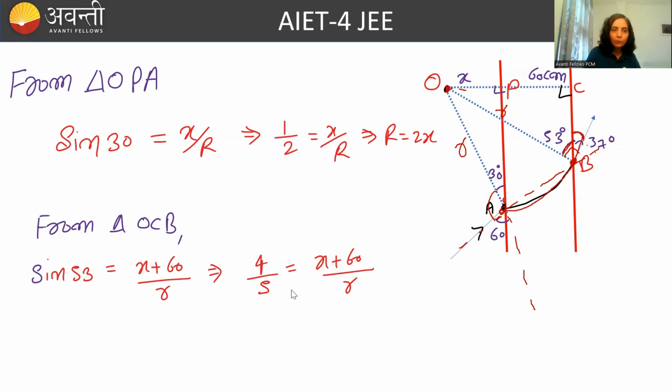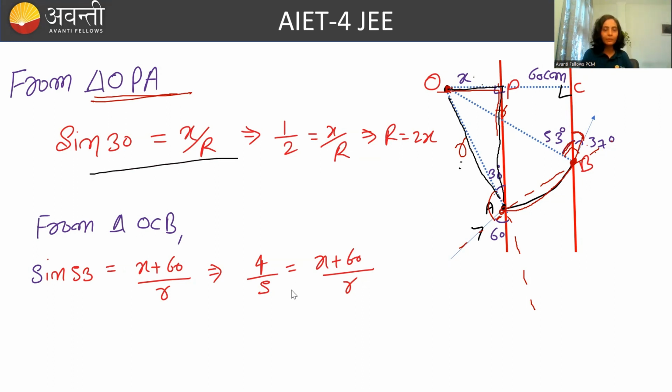Now from triangle OPA, which is this triangle, okay? What you will see is, x by r will be equal to what? Sin 30, right? So I got the relation between r and 2x. Again, we have to calculate r, so we need to find out x. What is x here? I have taken x as this distance. Okay? So x by r, this we got.